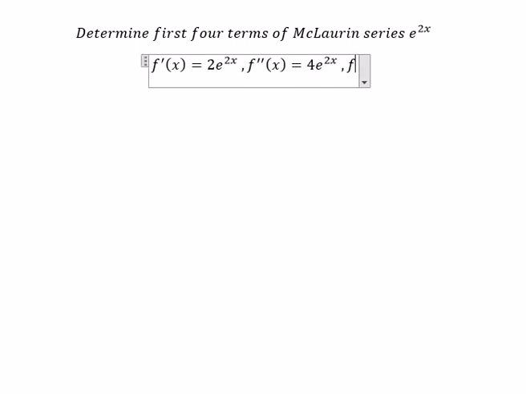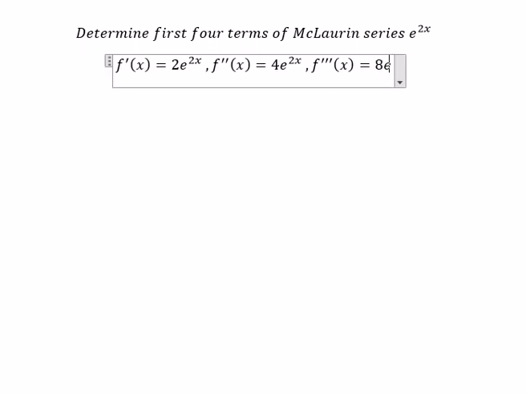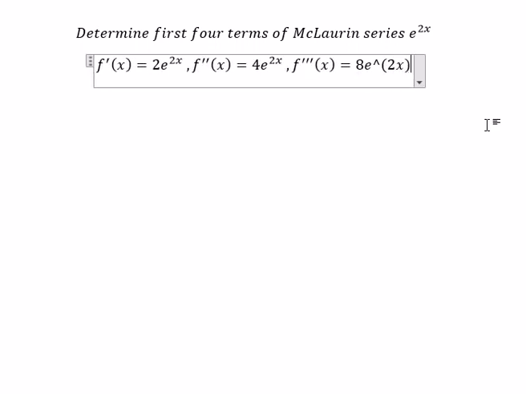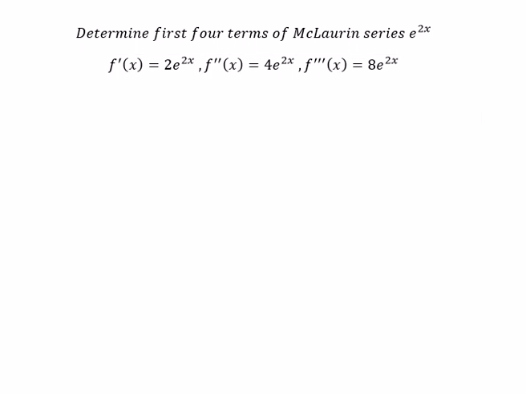Now we need to find the first derivative of the function. So you get 2e to the power of 2x. The second derivative of the function, you get 4e to the power of 2x. And the third derivative of the function, you get 8e to the power of 2x. Now we can get the series in here.